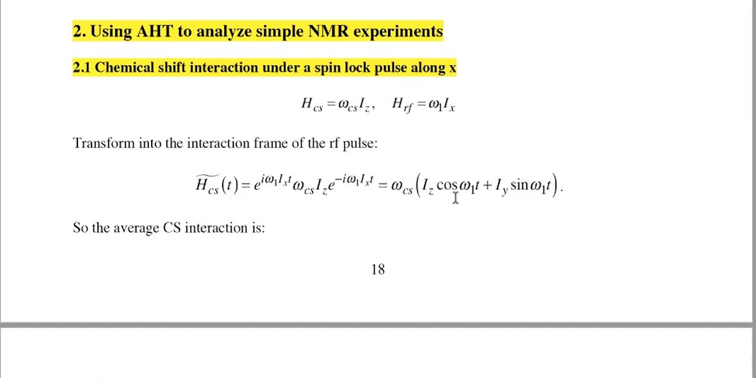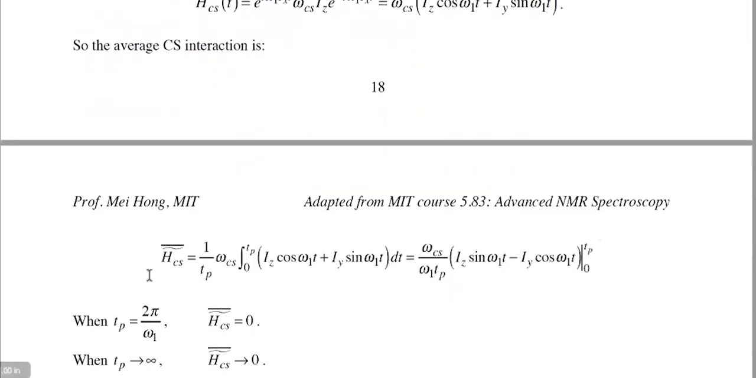So this is the way you would apply the product operator formalism to work out the time evolution of the density operator. There's just a sign switch. Okay, so now that is my HCS tilde, and it still has the time dependence. What I really care to know is the average of that. So let's do the average.